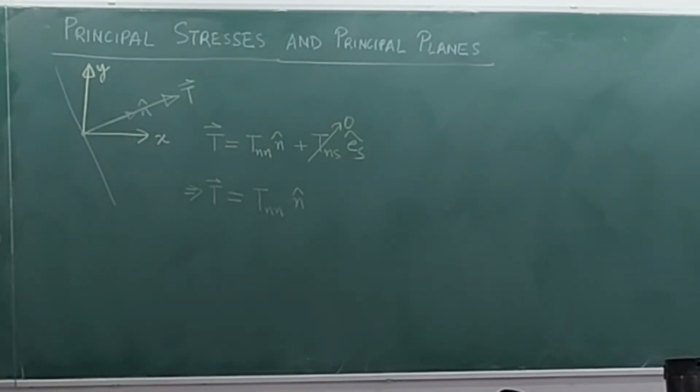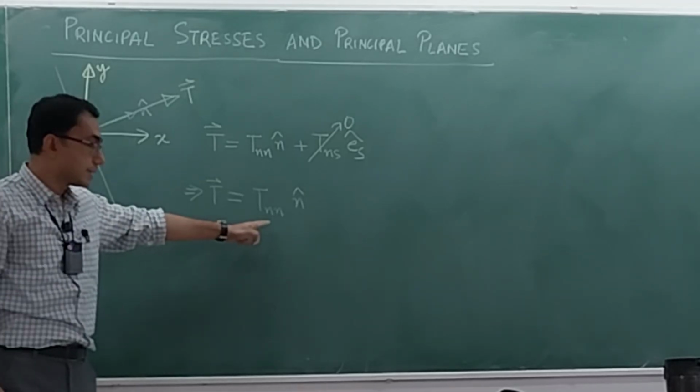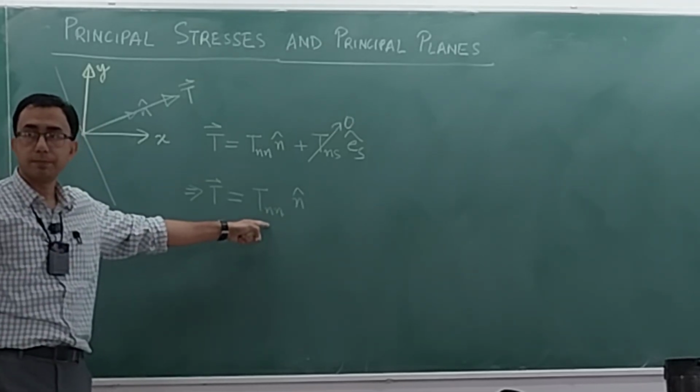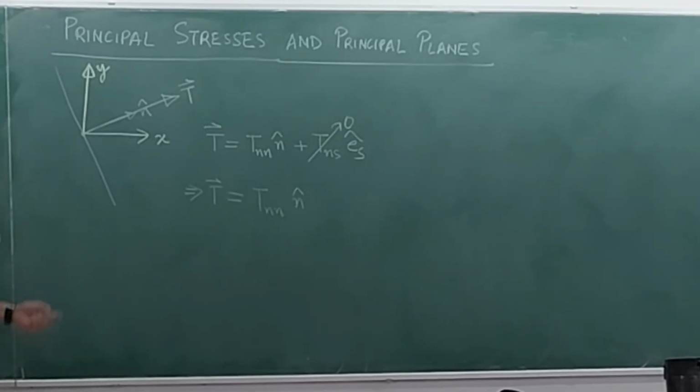Principal stresses and principal planes. Those planes on which the shearing stress, or the shearing components of the traction, are 0 are referred to as the principal planes. And this Tnn itself is referred to as the principal stress. But now, how do you find out that Tnn?